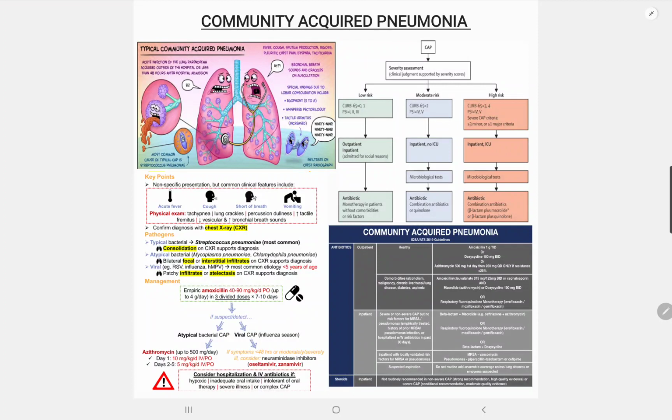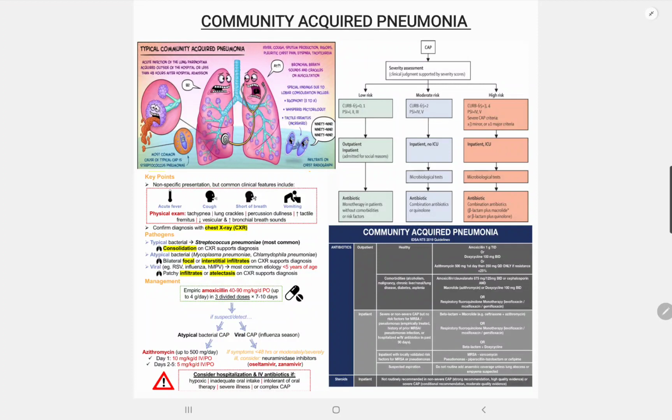The bacteria usually involved is Streptococcus pneumoniae, which is the most common causative agent, but other bacteria such as Haemophilus influenzae and other atypical pathogens like Mycoplasma pneumoniae and Chlamydophila pneumoniae are also frequent.